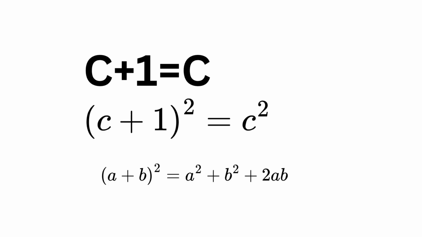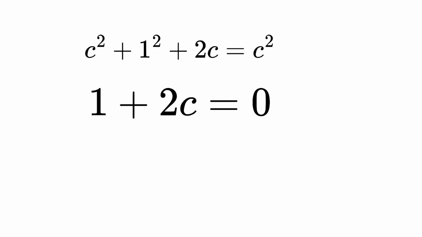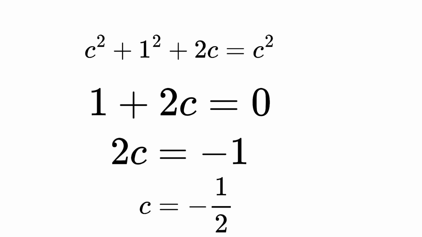We have to square the equation on both sides. The equation looks in the form of (a plus b) whole square, so the formula for (a plus b) whole square is a square plus b square plus 2ab. Then we get c square plus 1 square plus 2c is equal to c square, and c square will cancel out. Then we get 1 plus 2c is equal to 0. 2c is equal to minus 1 and c is equal to minus 1 by 2.